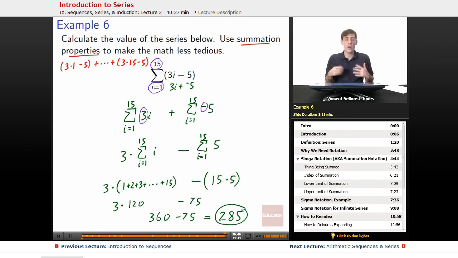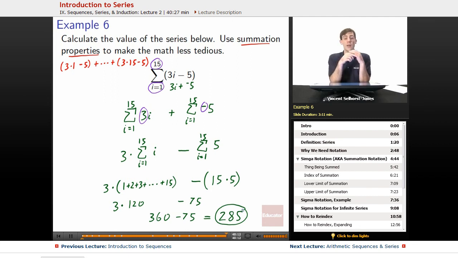So we still had to do a little bit of writing this out, right? The slowest part here is going to be adding by hand 1 plus 2 plus 3 plus ... up to 15, or using a calculator. But either way, that's way better than having to multiply numbers and then subtract 5 and then add that each time over and over. So we can use these summation properties to split things up in ways that make them easier to work with. All right, cool.